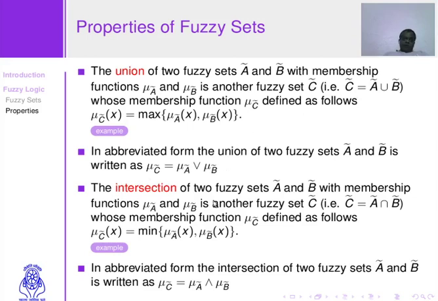The intersection of two fuzzy sets is obtained in the same way as we obtain the union, but here the max operation is replaced by the min operation. That is, if fuzzy set C is obtained with the help of the intersection of A with B, then the membership function of C is the minimum of the two membership functions.